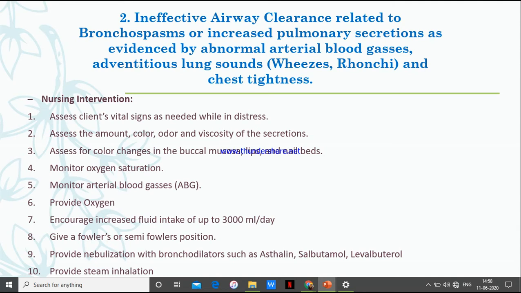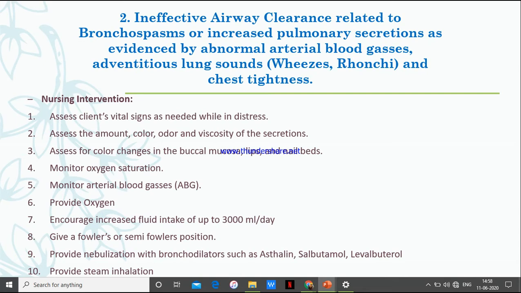How much? You have to check the color of the secretion, whether it is yellow or greenish in color. You have to check the smell or the odor, and you have to check the viscosity, whether it is thin or very thick. So we have to check all that. Then we assess the color changes in the buccal mucosa, in the oral cavity, the lips and the nail bed.